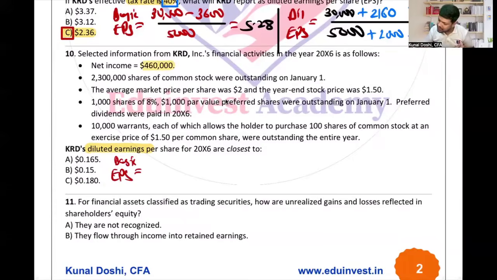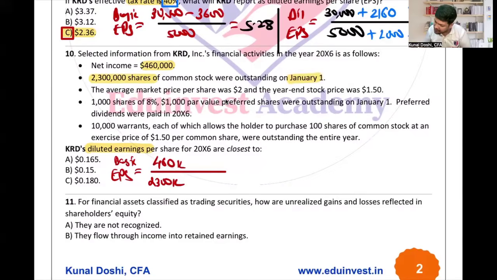Okay, net income 460,000. I need the net income, then the preferred dividend if I get one, divided by weighted average shares. So 2.3 million shares outstanding. You can put everything in thousands also. I prefer to do this as 460,000 and 2.3 million. This is my way. You can put the whole numbers, 2,300,000. And since they were from 1st Jan, I'll put the whole shares.